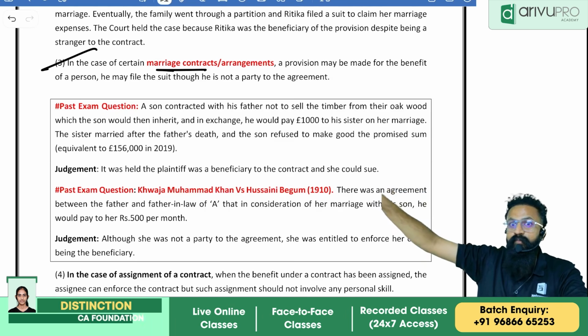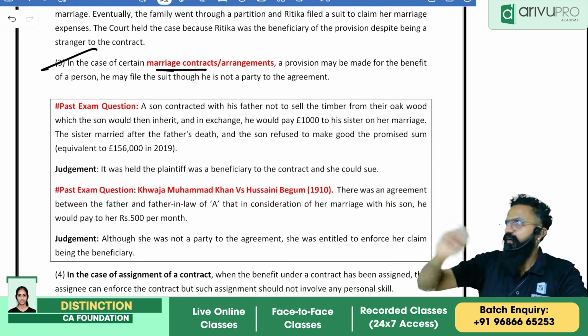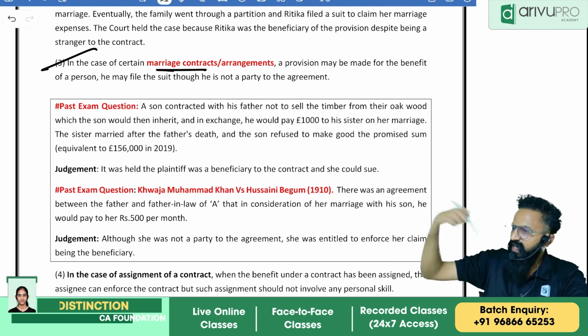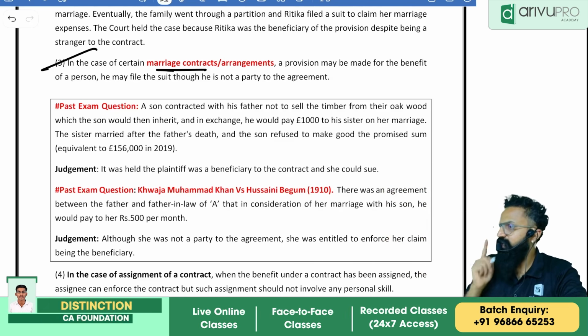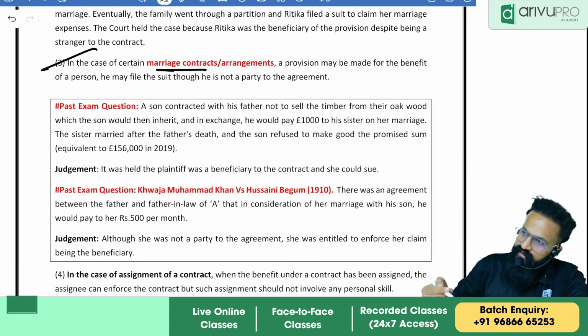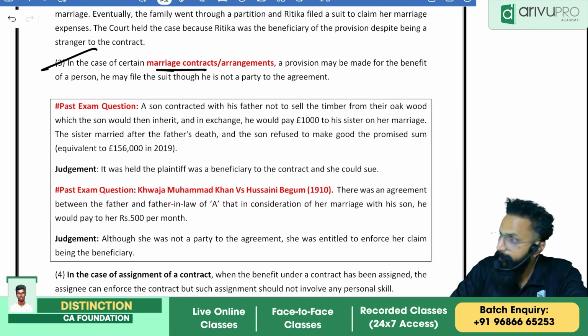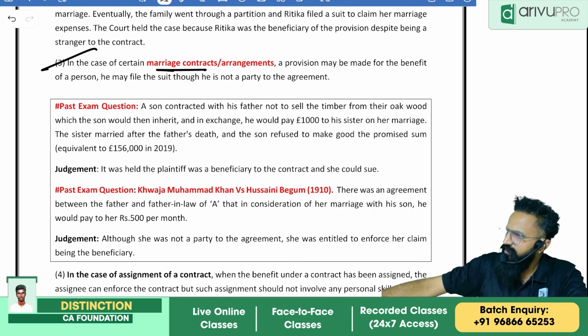You have promised to pay 500 rupees to my father, please give it to me. He said the contract was between me and your father. You are an outsider, you cannot file a case or interfere. When the matter went to court, the whole contract was made for their benefit, so they could interfere. That's the scenario. So in this case, only the person who's getting the benefit can file. Correct. So basically it will be the bride or the groom.